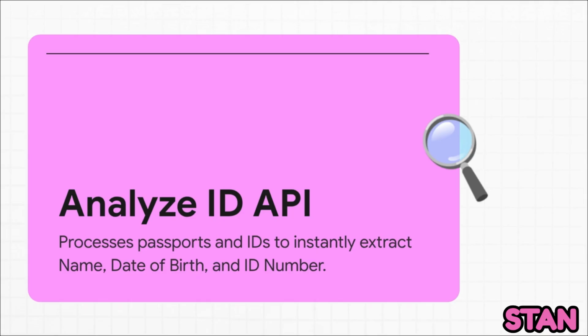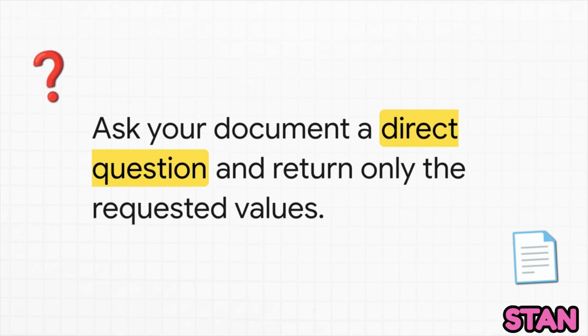Well, this API will instantly pull out their name, date of birth, and ID number. It completely removes the friction of manual data entry for your users, which is huge. Now, this part is genuinely fascinating. With custom queries, you can literally ask a document questions to pinpoint exact data.